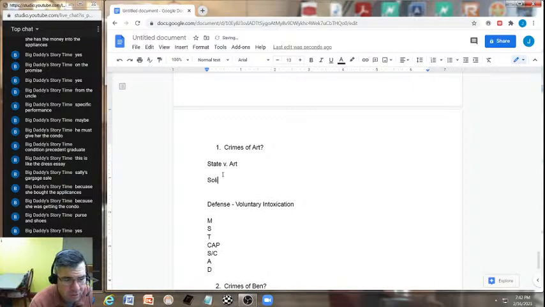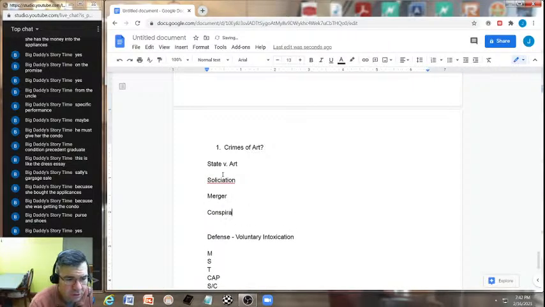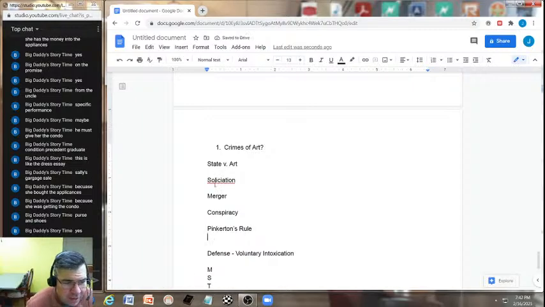Solicitation. Merger. Conspiracy. And we want to talk about the Pinkerton's rule, which is co-conspiratorial liability. All acts taken by a co-conspirator are attributable to other co-conspirators in the conspiracy, and all reasonable acts in furtherance, that is. And then Pinkerton's rule. Now I want to make sure after that, okay, make sure looking for accomplice liability as well. So must throw this down here.